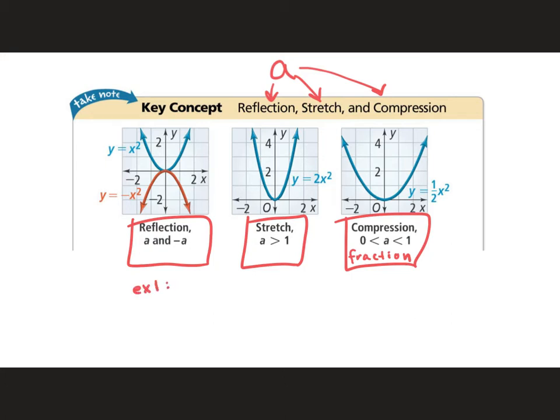So let's say, example 1. Our number out front was 4. So we have 4 times x squared. What would be happening here if we're multiplying a 4 out front? Do we have a reflection, a stretch, or a compression? Is 4 negative? No, so it's not a reflection. Is 4 greater than 1? Yeah, so this tells us we have a stretch.